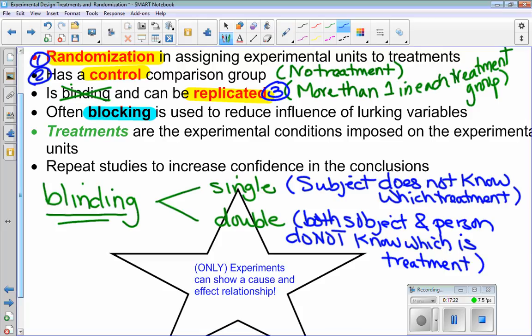So let's go back up to the "sometimes" for. I'm going to put a 4 here next to blocking, because sometimes blocking is important. Now, what is blocking? Well, say I'm really interested in this sleep study. I really think that sleep has a major effect on test scores. But I also think that age might play a factor. I think that the younger you are, the more sleep you need. So I think freshmen really need 10 hours of sleep.